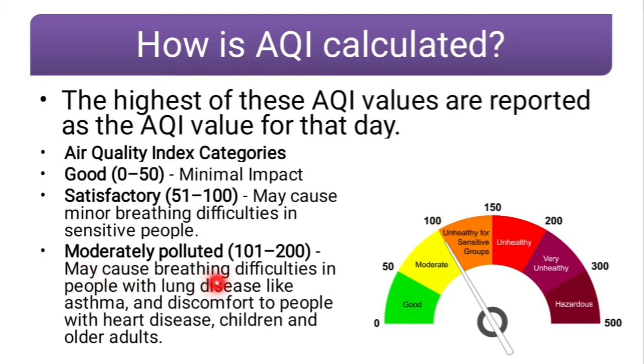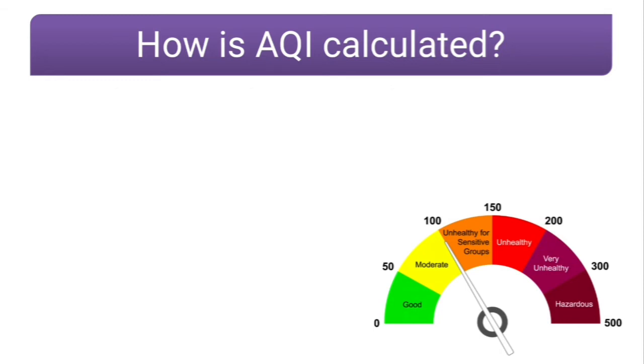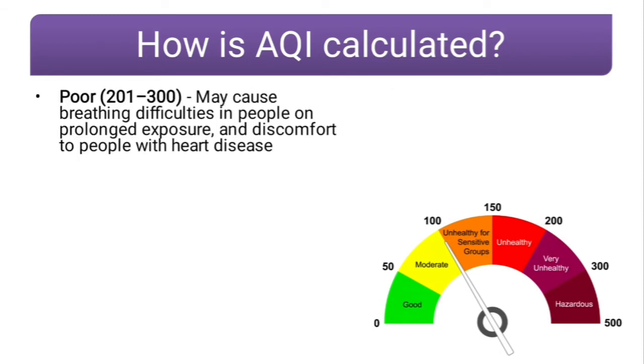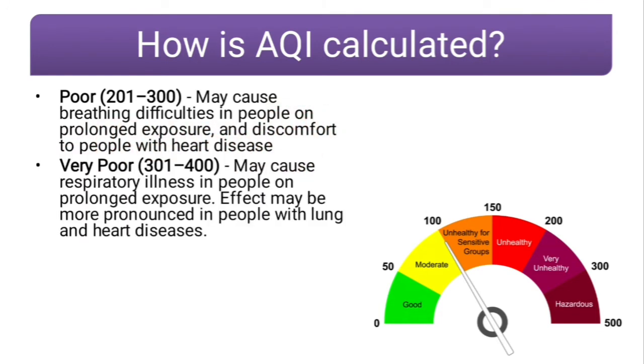This may cause breathing difficulties in people with a lung disease like asthma and discomfort to people with heart disease, children, and other adults. Okay, so this is the moderately polluted category from 101 to 200. Then comes the next category, which is the poor category, from 201 to 300. It may cause breathing difficulties in people on prolonged exposure and discomfort to people with heart disease.